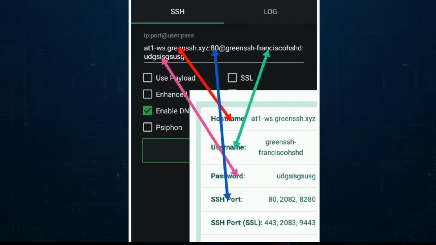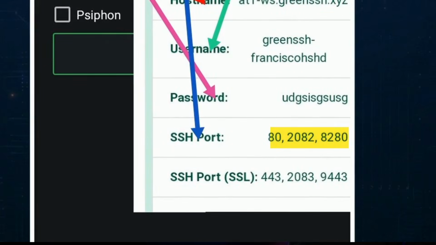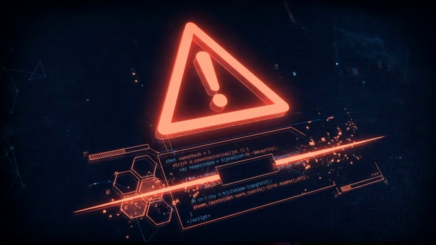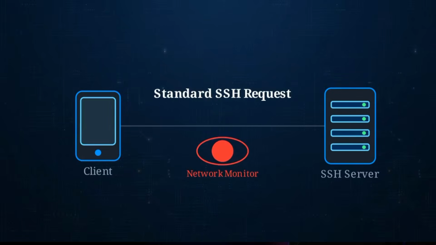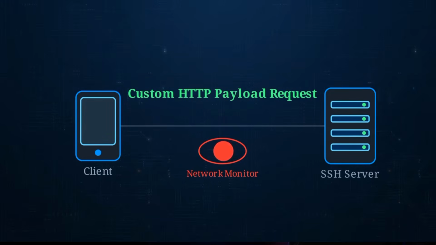Do not include spaces. Pay close attention to the precise SSH port authorized by your provider. Failing to format this string perfectly is the primary reason connections are refused. Take a second to double-check your syntax before moving on. With the server targeted, we need to activate the payload mechanics to mask our SSH handshake from the network monitors.